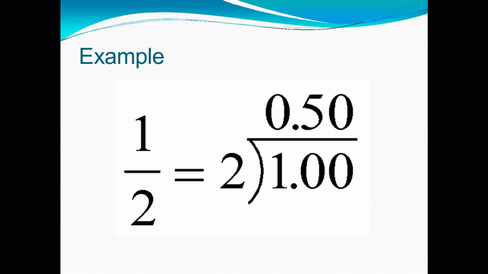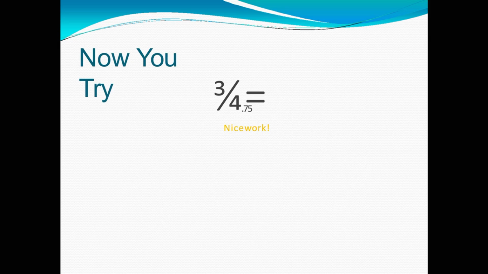As for example, 1 divided by 2, that is the half part, can be written as 1 divided by 2. So 1 can be divided by 2. You get the quotient 0.50. Now you can also try 3 divided by 4, that is 3 by 4. After division you get 0.75.